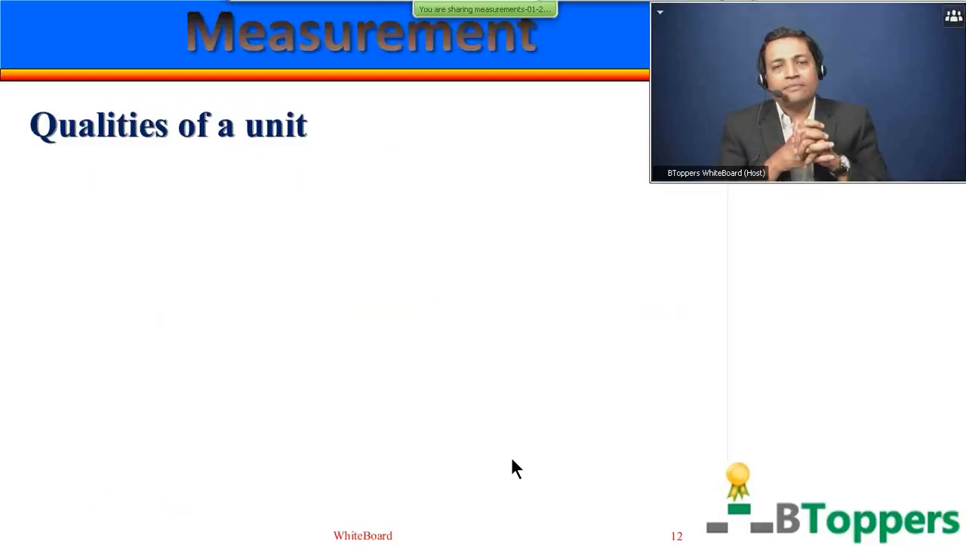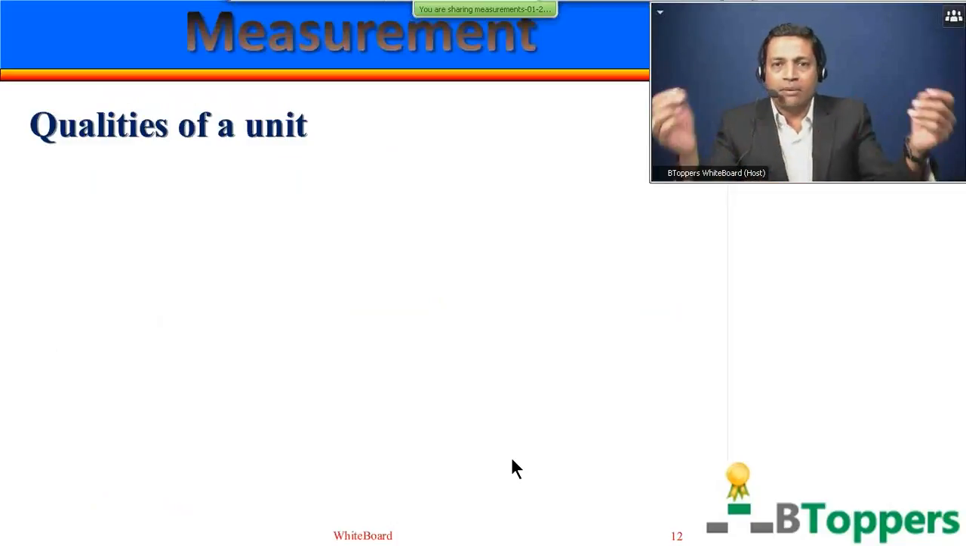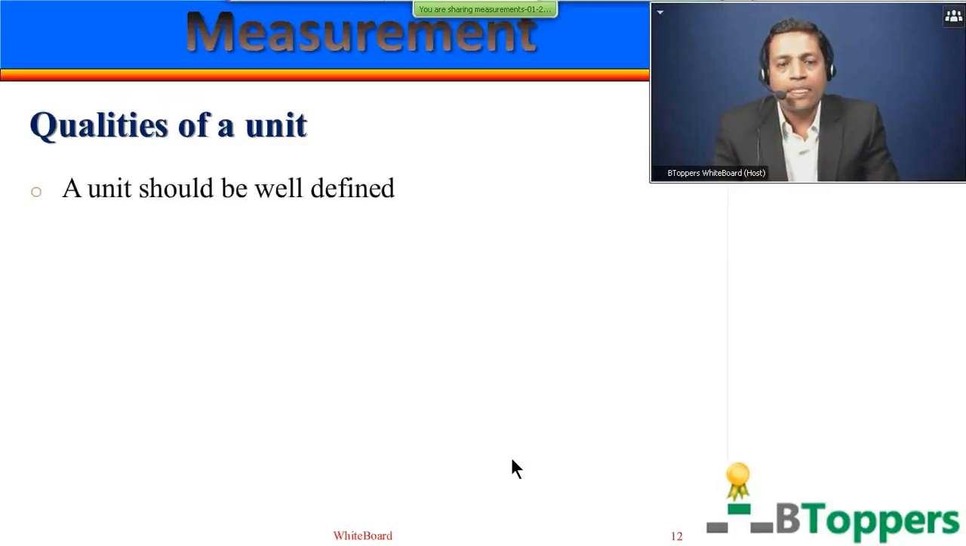Now when we speak of a unit, any unit should have some qualities in it. Otherwise, you can't take length of any bar or any rubber band as one unit of length. It should have some qualities. Now, what are the qualities that a unit should have? The first one is that the unit should be well defined.